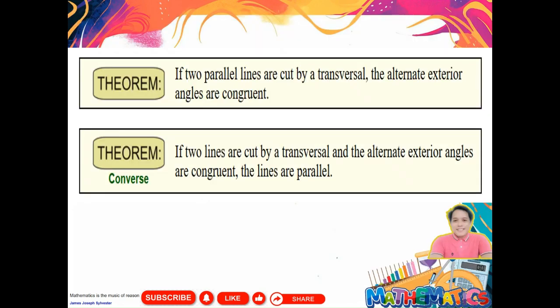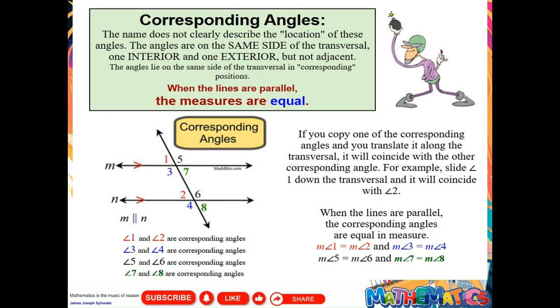Theorem: if two parallel lines are cut by a transversal, the alternate exterior angles are congruent. In the converse of the theorem, if two lines are cut by a transversal and the alternate exterior angles are congruent, the lines are parallel. In corresponding angles, always remember the angles are on the same side of the transversal.